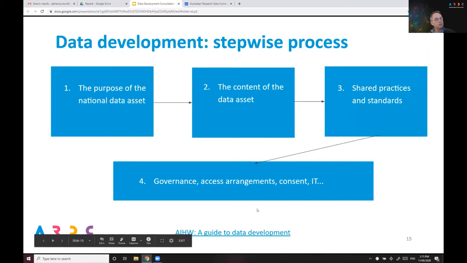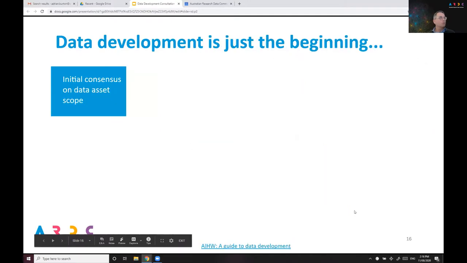This process is informed by the AIHW. We've been lucky to have a partnership with the AIHW, and they go through this process of creating national data assets all the time. This process is informed by a formal process that the AIHW have, and we have Roxanne Foster and Vicky Bennett who are working with us on that.